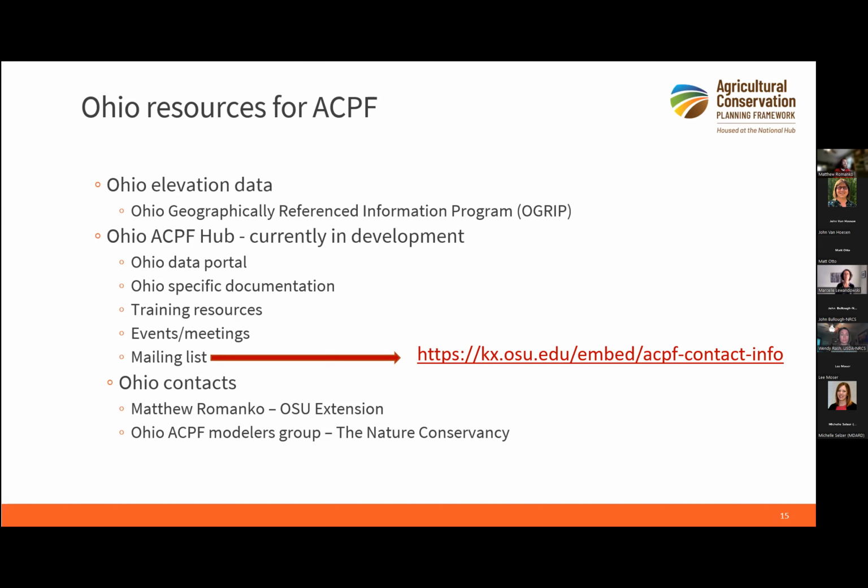In Ohio, we have a high resolution digital elevation model that's available for the whole state. This data can be accessed through the Ohio Geographically Referenced Information Program, OGRIP. You can search for that and go right to the website. The data is available through a download tool there.